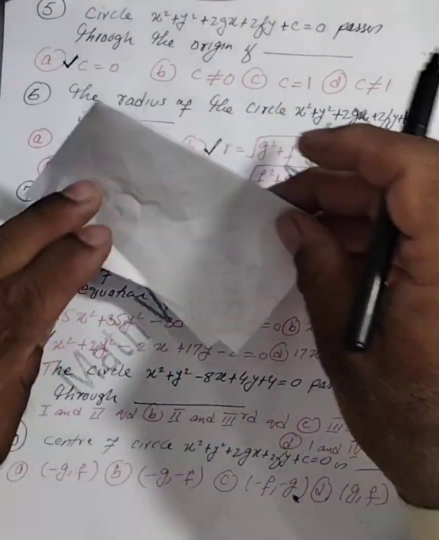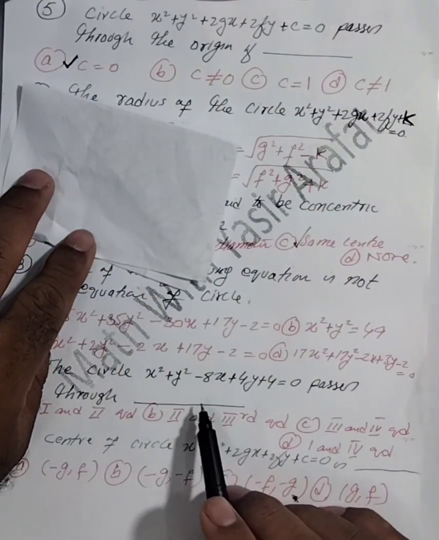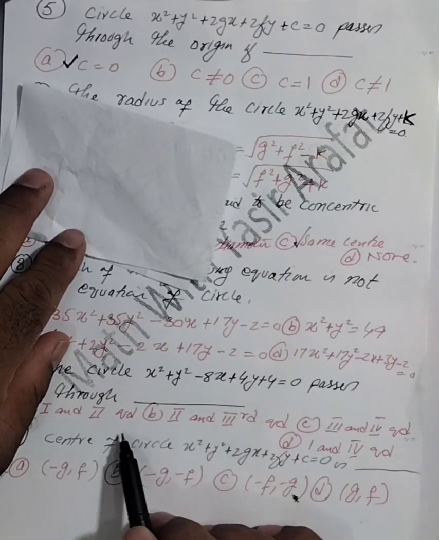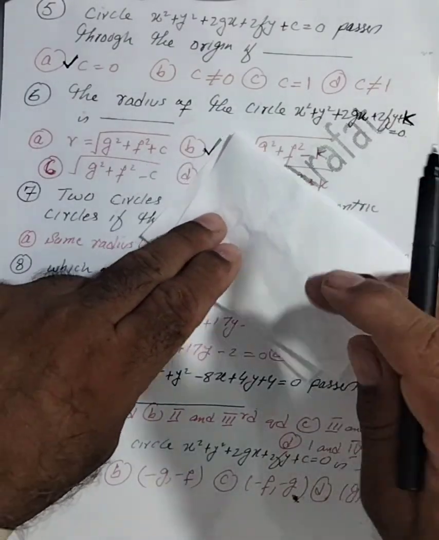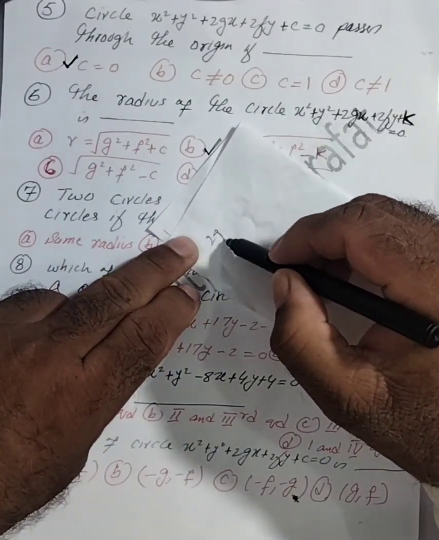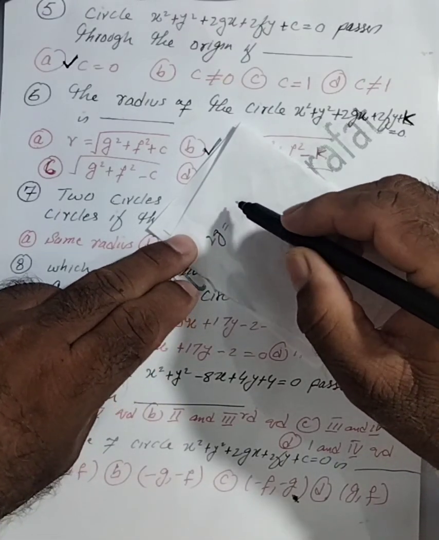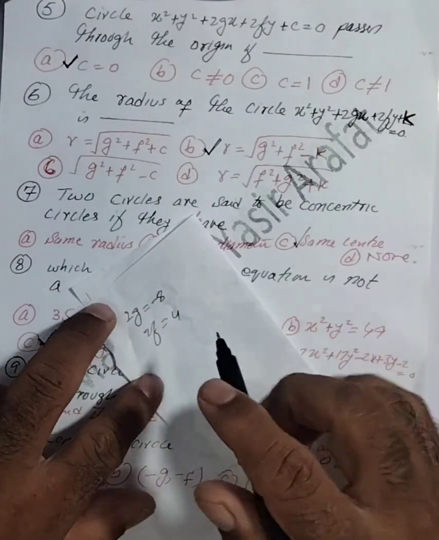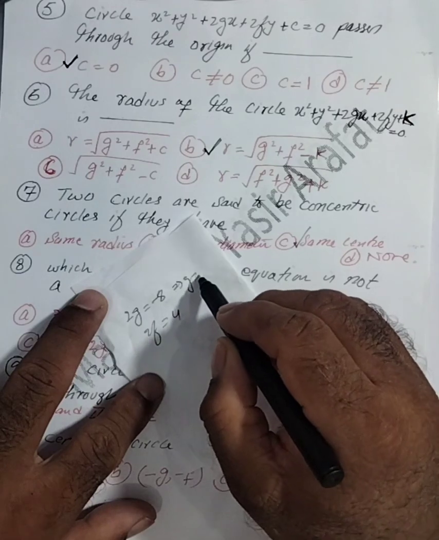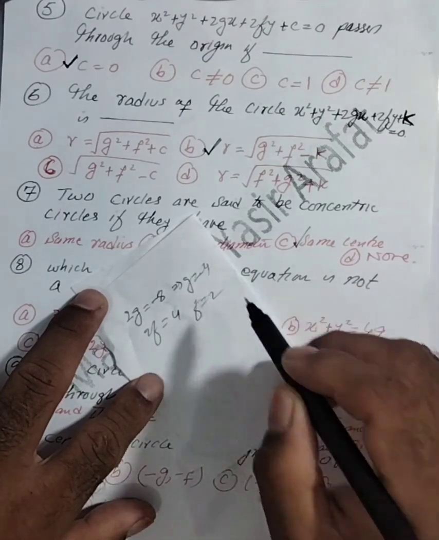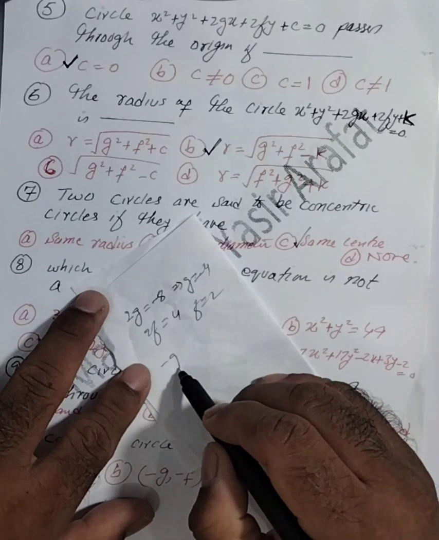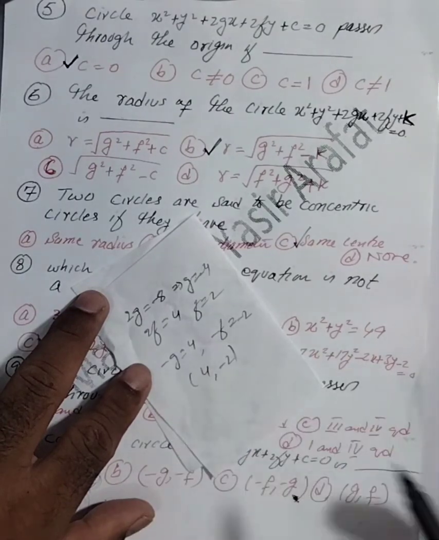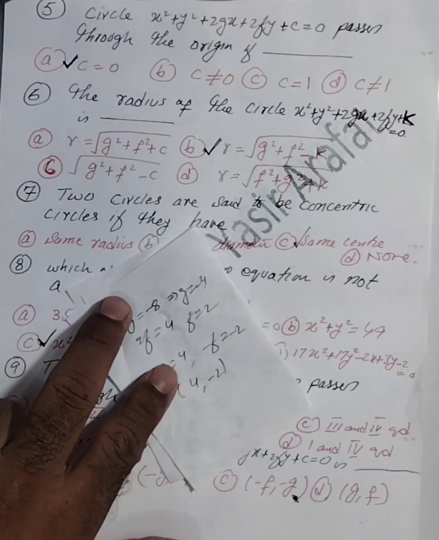That means this is not the equation of a circle here. Now come to the second last MCQ. The circle x squared plus y squared minus 8x plus 4y plus 4 equals 0 passes through which quadrant here? If we compare this equation with the general equation, 2g equals minus 8 and 2f equals 4. To take out the center, the value of g is minus 4 and the value of f is 2, so minus g equals 4 and minus f equals minus 2. So the center is (4, -2).